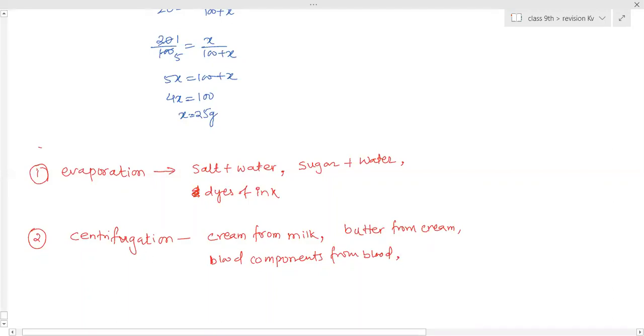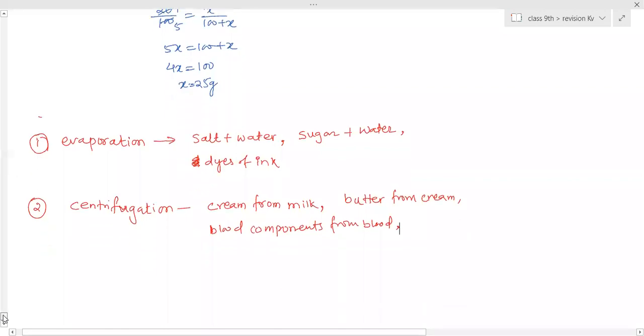Then the third method is chromatography. Distillation. Sublimation. Separating funnel. Ma'am, we can write these in any order, right? But I am going through the chapter in sequence, so that I don't forget anything. Okay.